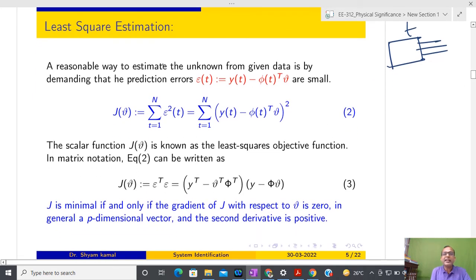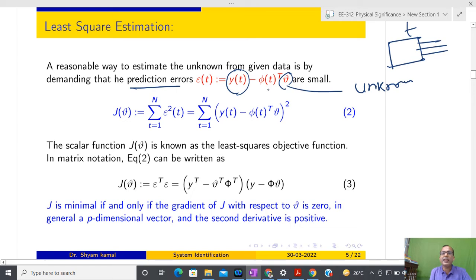We are saying that a reasonable way to estimate the unknown from the given data is by demanding that the prediction error be small. Prediction error means this is my output, and this phi t is my explanatory variable, which is associated with the unknown parameter, and I have to make sure that this should be minimal. Or in the best case, I am assuming that this zeta t is 0, then I can say that I can exactly estimate this unknown from the known data yt, and this phi t is nothing but some kind of time series.